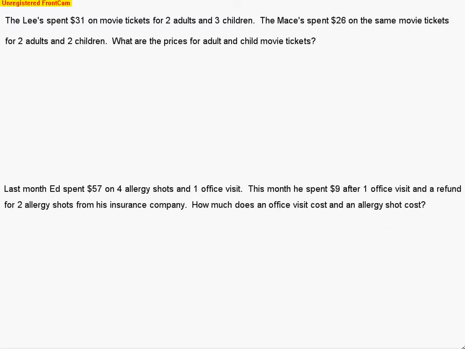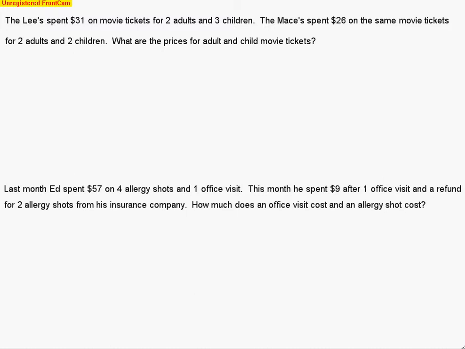In this part of the lesson, we are going to use systems to solve a situation. In this case, we have two different problems that are set up well to solve by elimination. So let's take a look at the first one.